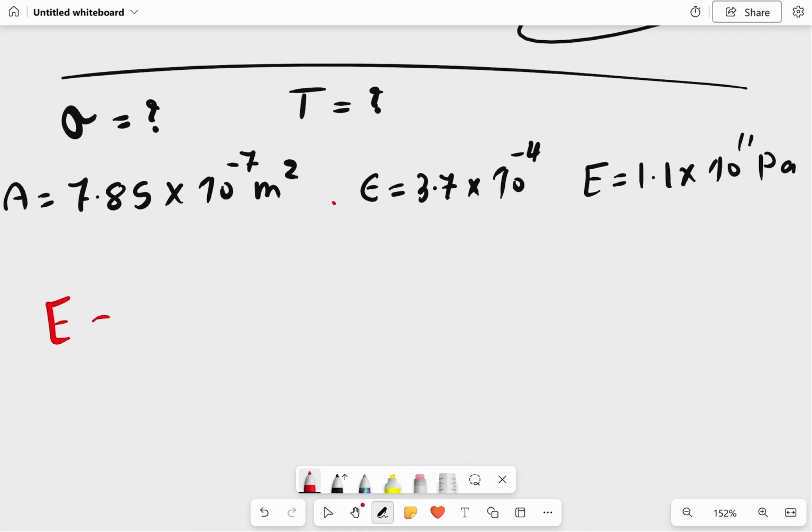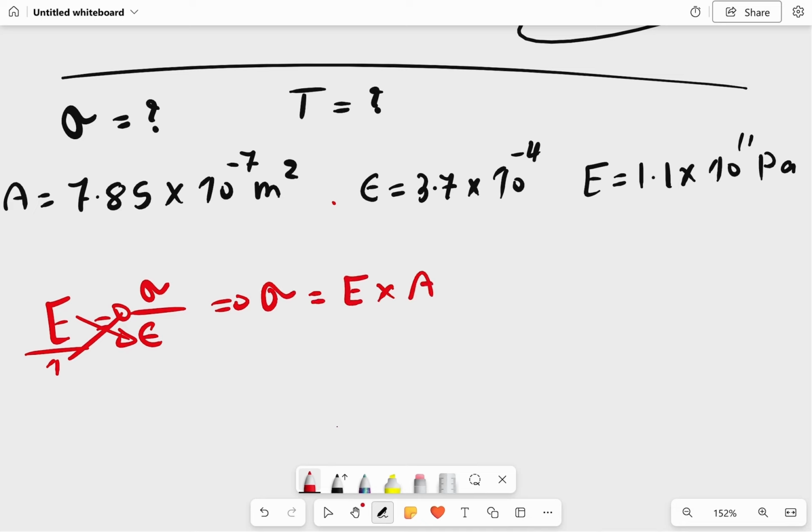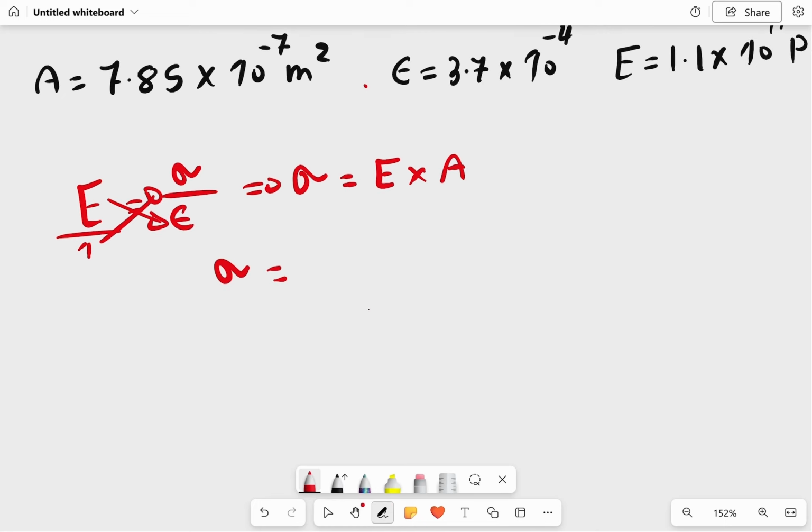I will say Young's modulus is equal to stress divided by strain. Okay, rearrange this equation. Multiply this by this one and you'll say there is 1 here, cross multiplication. So you'll get what? You'll get this one. Stress is equal to Young's modulus multiplied by area. Okay, then you have what? You have stress. Young's modulus is equal to 1.1 times 10 to the power of 11 times area is equal to what? 7.85 times 10 to the power of minus 7.